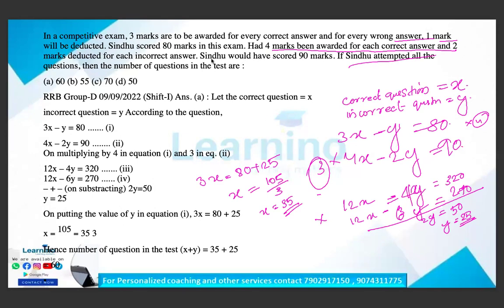If Sindhu attempted all the questions, then the number of questions in the test will be x plus y, equal to 35 plus 25, that is equal to 60. The answer is 60.